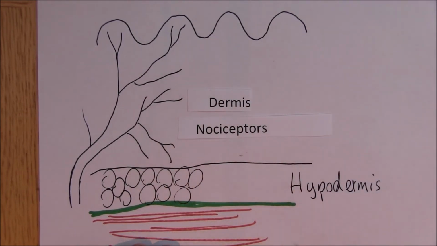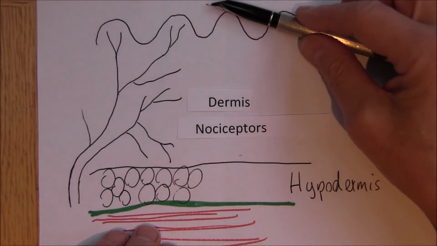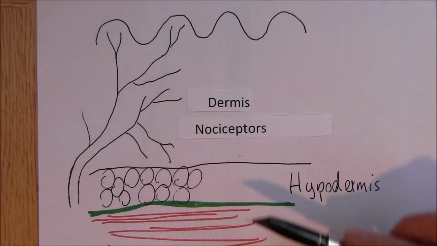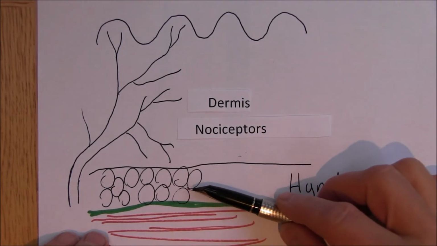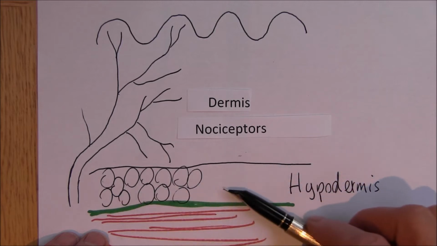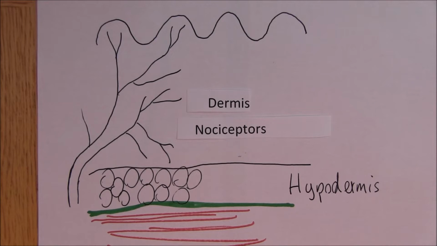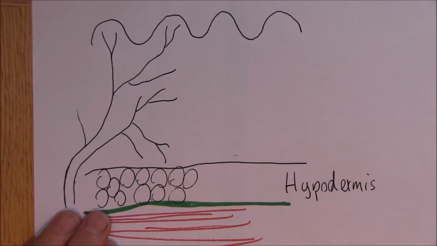So it's the dermis that contains the nociceptors. Nociceptors are not found in the epidermis, and there are very few nociceptors in the subcutaneous areas as well. The adipose layer is not very sensitive to pain. It's the dermis that's the pain sensitive layer. So that's important to realise.